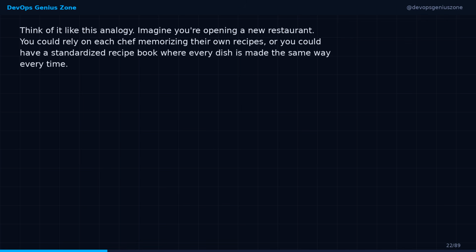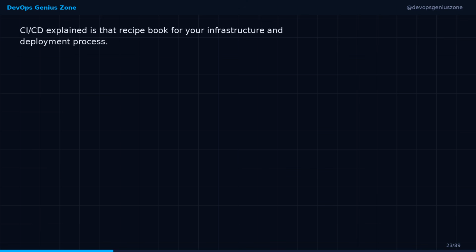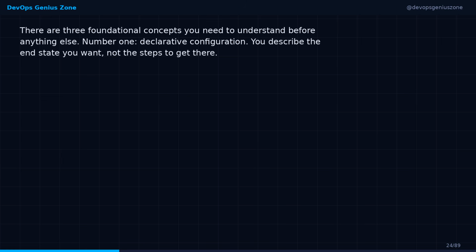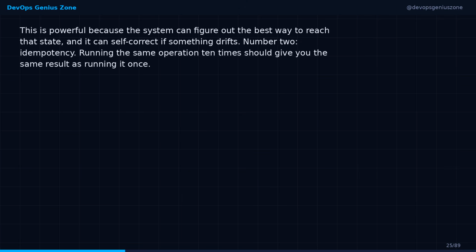Think of it like this analogy. Imagine you're opening a new restaurant. You could rely on each chef memorizing their own recipes, or you could have a standardized recipe book where every dish is made the same way every time. CI/CD explained is that recipe book for your infrastructure and deployment process. There are 3 foundational concepts you need to understand before anything else.